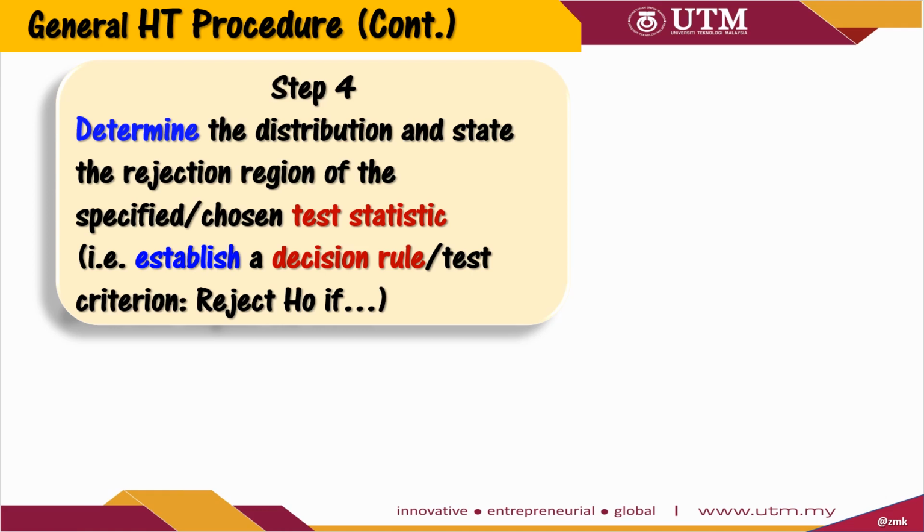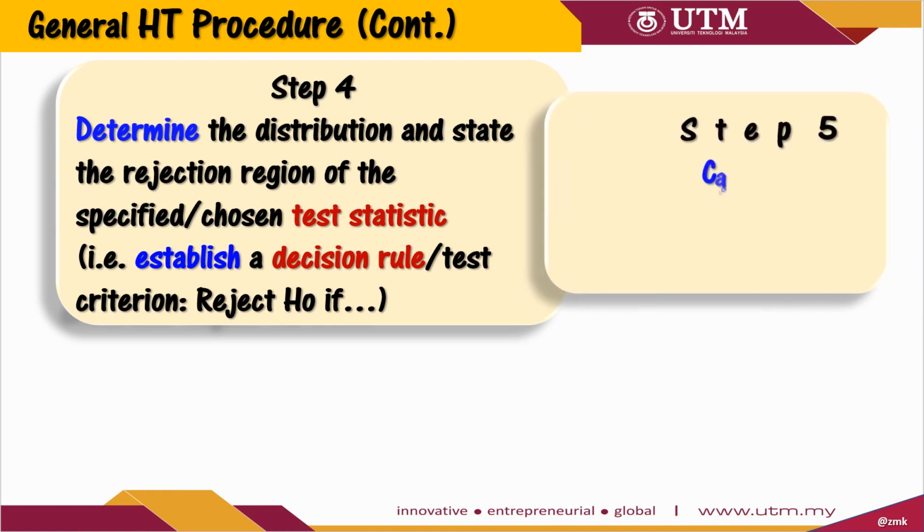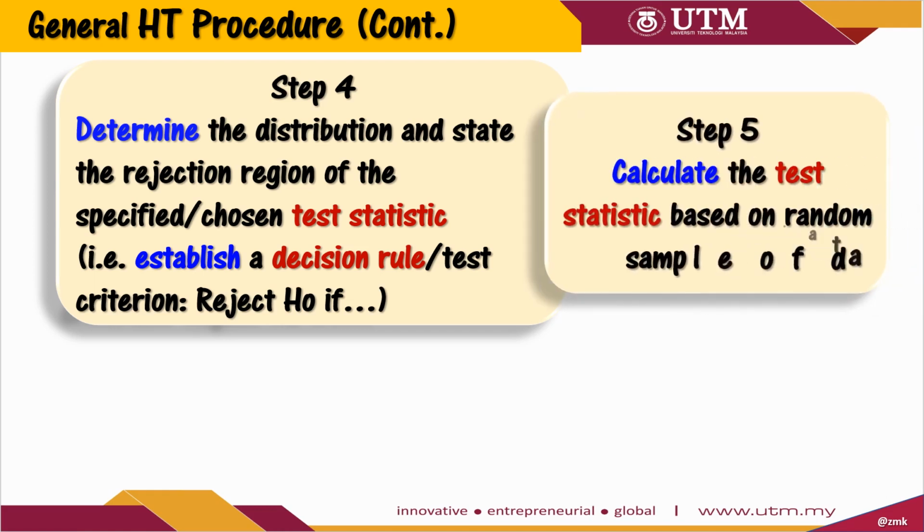Now the fifth step. Calculate the test statistic that you have identified in step 4 earlier. The calculation of the test statistic is based on the information from the random sample, where the data from the random sample has been collected earlier, and by assuming that H0 is true. That's why under H0 we always have the equality sign, so that we can use the parameter value under H0 to calculate the test statistic.